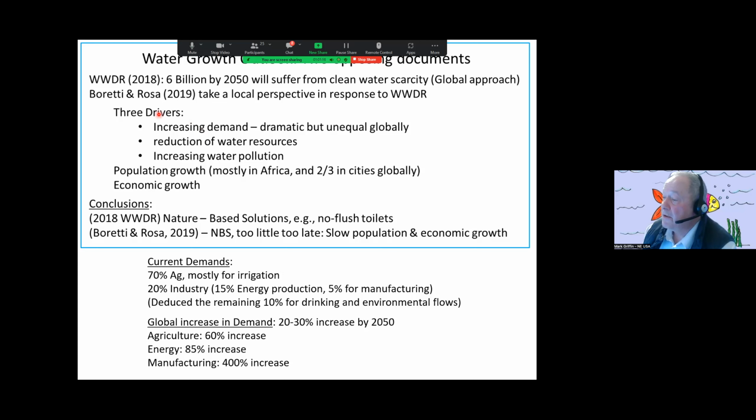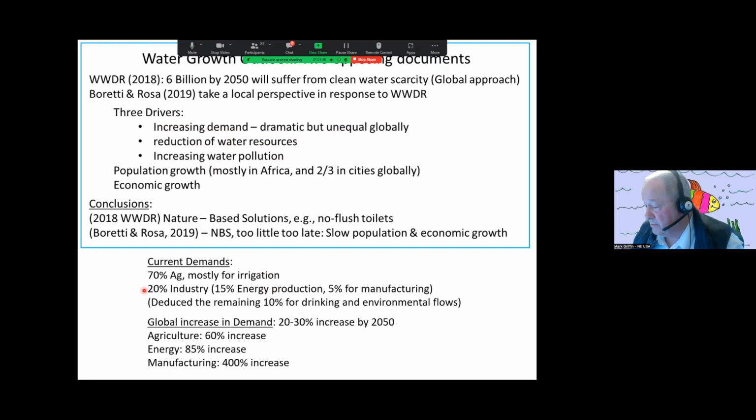And the three drivers are demand, which is dramatic but unequal. Reduction of water resources. We talked about, for example, the polar regions are going to have less ice, and so forth. If people are looking for ice melts to provide their drinking water, there'll be a time when it's not there. Increasing water pollution. When water gets dirty, you can't use it.